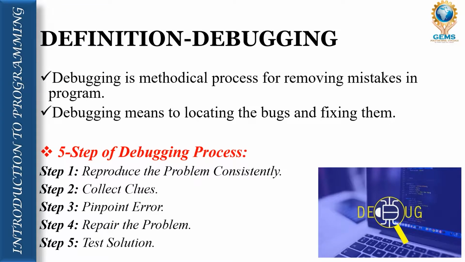Now the definition of debugging. Debugging is a methodology, or we can say a process, for removing mistakes in a program. In other words, debugging means to locate the bugs and fix them. That means to find the error and to fix the error. We have five basic steps to perform the debugging process.